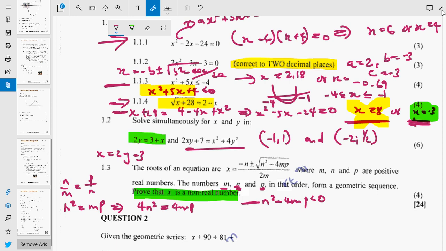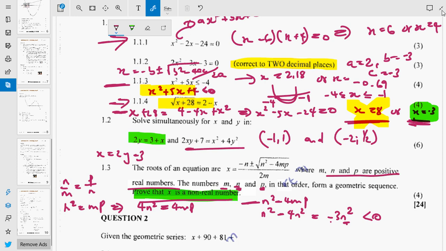So in this expression, which I want to prove, I can say n squared, and instead of 4mp, I'm going to substitute 4n squared, because they're equivalent. Now this is equal to minus 3n squared. Now n is a positive real number, so a positive real number multiplied by negative 3 will always be less than 0. Therefore, x is a non-real number.